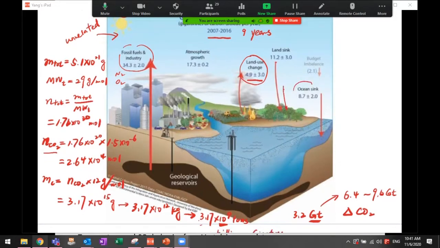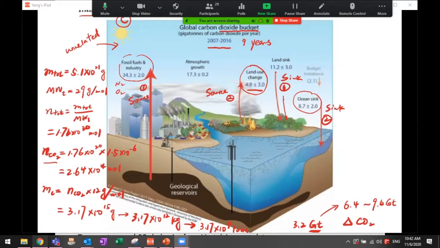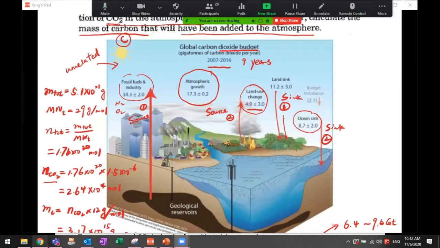There's also an ocean sink. We know that carbon dioxide can be dissolved in water. It's like making soda, right? And because of all of these sources and sinks, if you do the calculation, you can see that the source is much larger compared to the sink. So that's what caused the atmospheric growth of the carbon dioxide, okay?